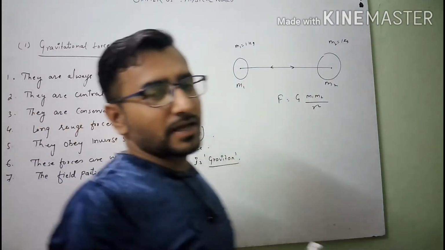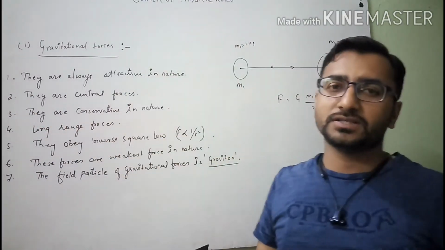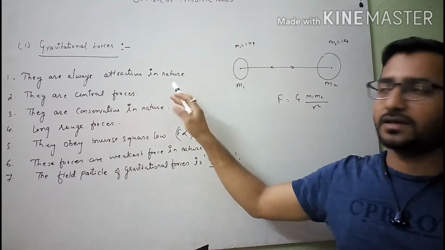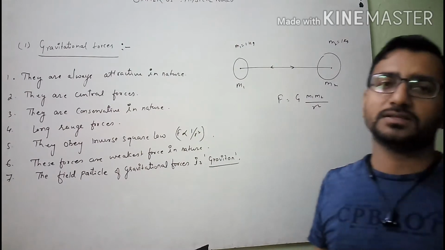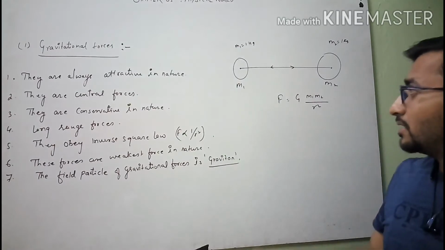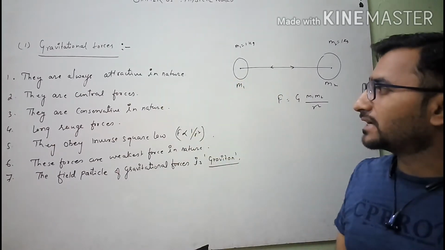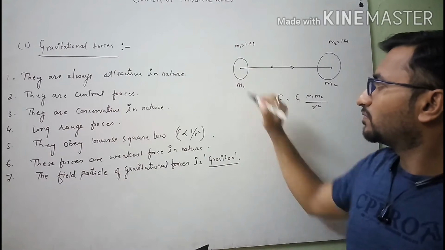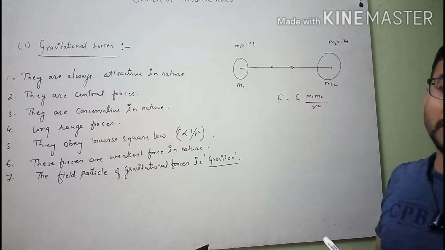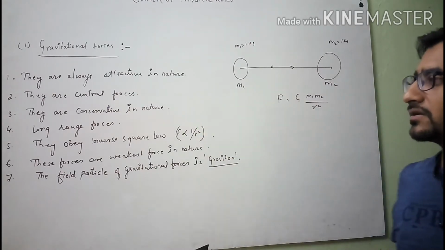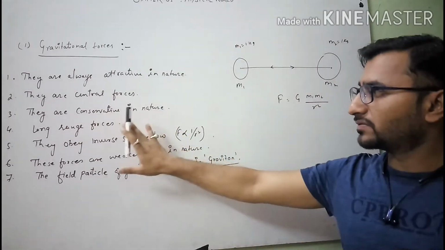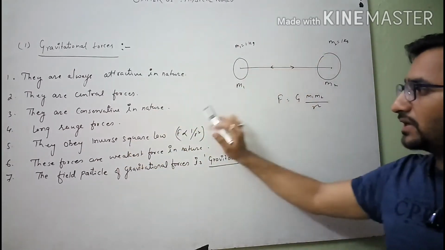So students, see here, I have written some important characteristics of gravitational forces. The first one is that these forces are always attractive, they are always attractive in nature. Second, they are central forces, meaning they act from the center of one object to the center of the other. That's why we can say they are central forces. After that, they are conservative in nature.